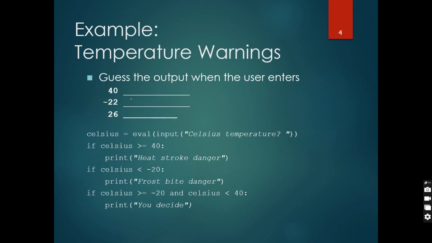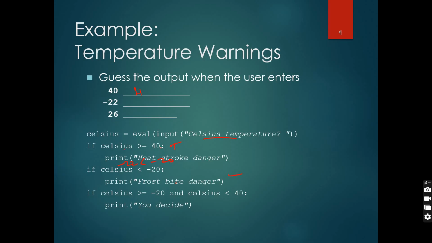There are three different inputs here: 40, minus 22, and 26. The user is going to enter the temperature. If the user enters 40, is 40 greater than 40 here? Yes, the condition is true. So heat stroke danger is going to be executed for the first condition. Minus 22, is it less than minus 20? Yes. For this, the second condition is going to be true. So this frostbite danger is going to be executed. What about the third one?